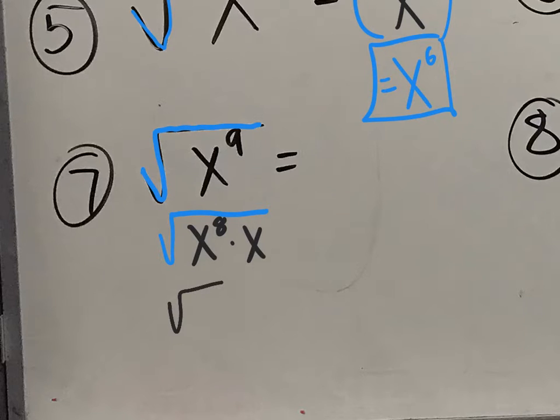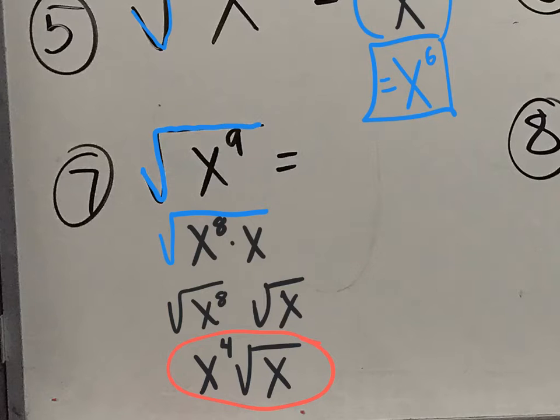So I'm going to split the root. I'm going to have the square root of x to the 8th. I'm going to have the square root of x. Now we know that this square root is the power of 1/2, which ends up dividing the 8 by 2. You could show your work if you want. If not, you could just say 8 divided by 2 is 4. So your final answer is x to the 4th, and no more radical, square root of x.